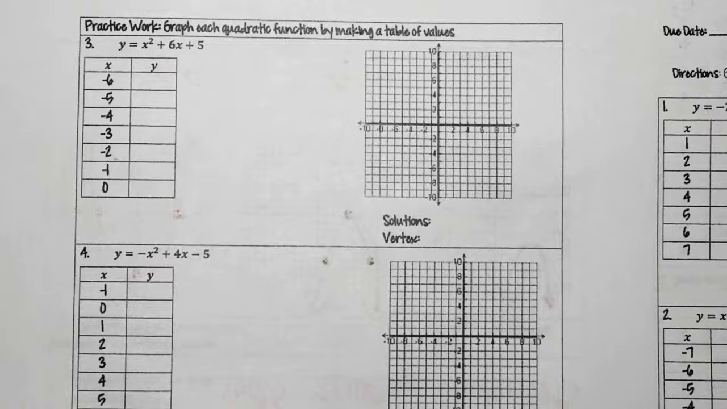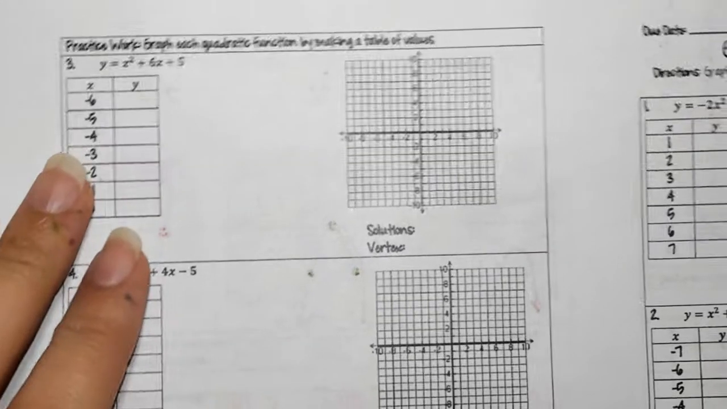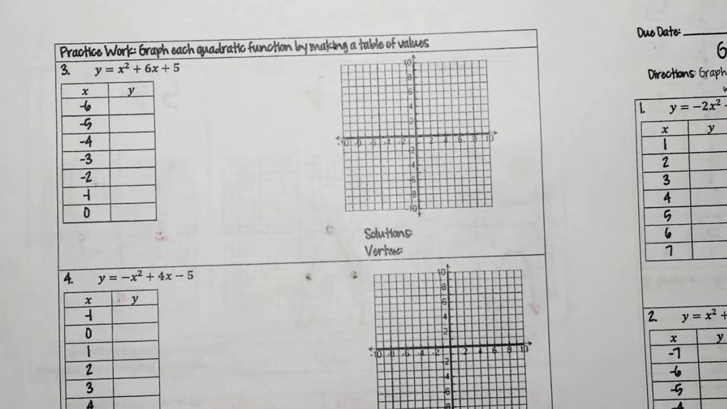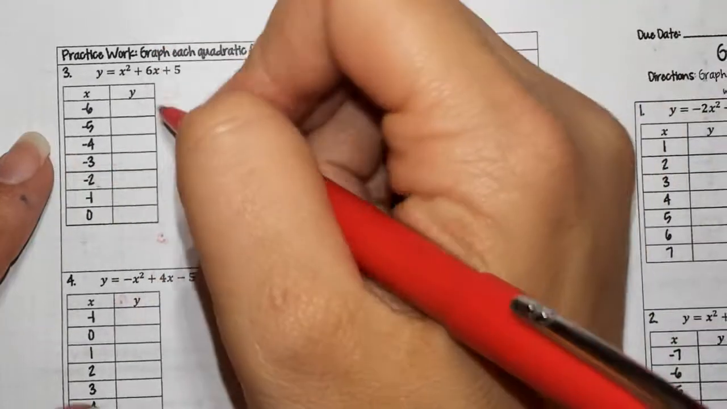We're doing this one together because they left. We're probably going to be able to fill out the table of 3, and then graph of 3, 4, and 5 is your homework. All right, so 3, here we go.